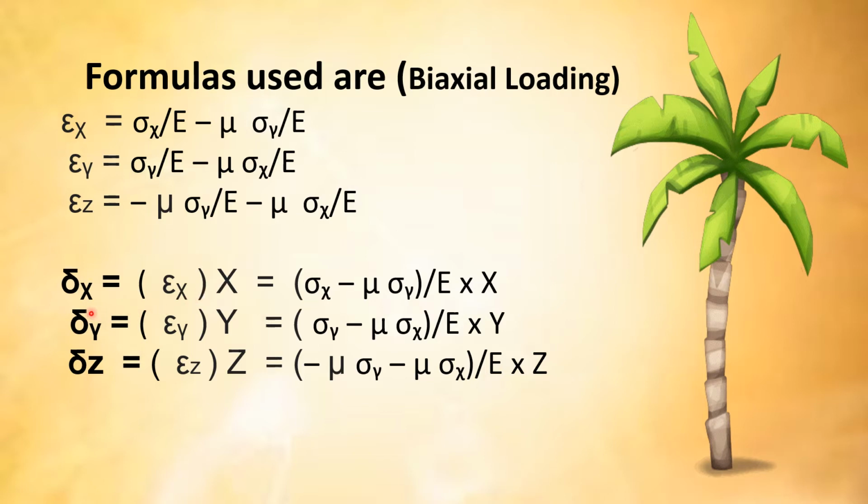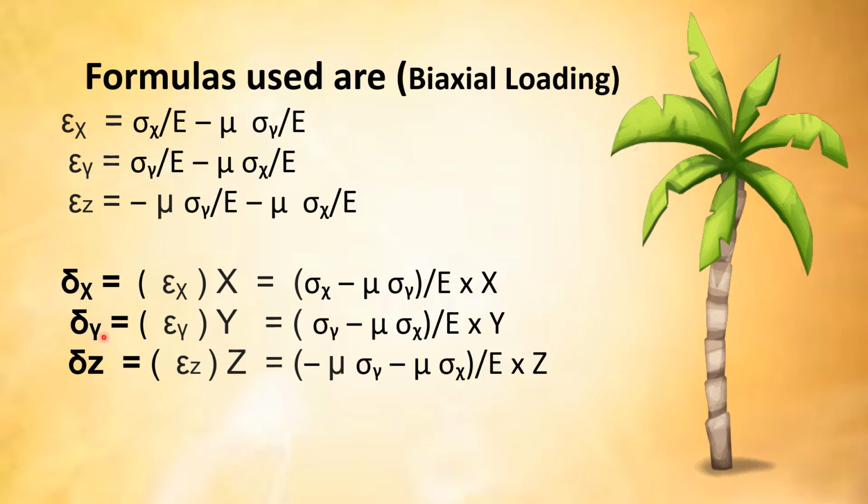Now if you want the change in x direction, delta x is equal to epsilon x, strain in x direction, into the length in x direction x, which is equal to sigma x minus mu sigma y, whole thing in bracket, divided by E, into x. Here 1 upon E has been taken common in this formula.